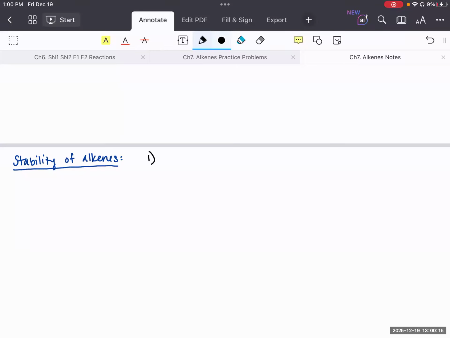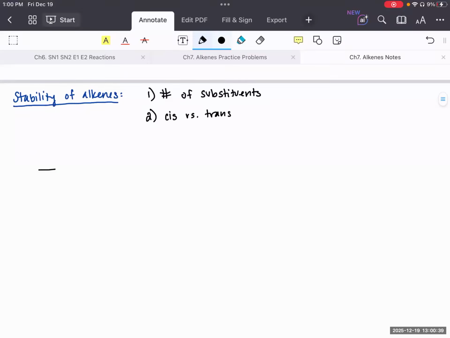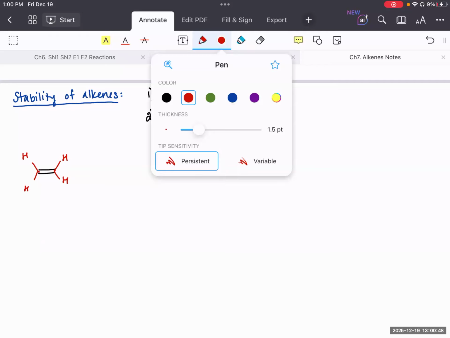And so here we're going to care about the number of substituents, so the number of carbon chains or other groups that are bonded to each alkene. And the other thing that we're going to care about is cis versus trans for alkenes that have multiple substituents. And so let's start off with a simple alkene with no substituents. We just have a simple two carbon alkene with two hydrogens on each carbon. We have no carbons attached to it at all.